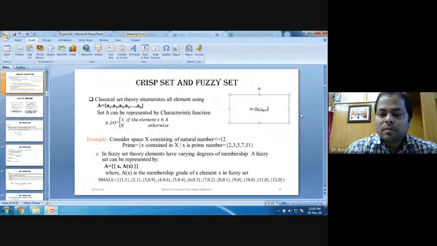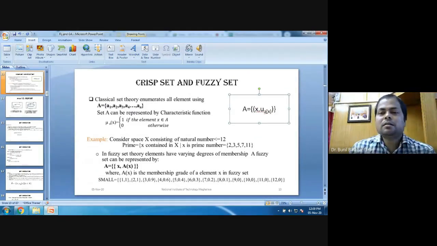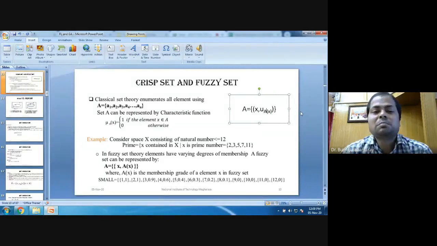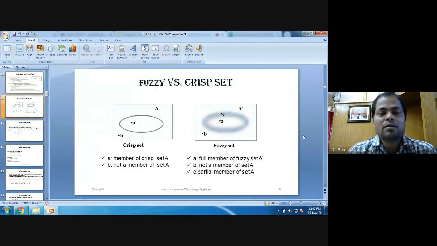So this is the ordered pair. That means in fuzzy set theory we have X comma mu A of X. Here I have written small a, this is capital A, X. But in Boolean logic or classical set theory, just the element X is written. But in fuzzy set theory, the element is represented as an ordered pair, X comma mu A of X. That means the element must be associated with its degree of membership. So that is the concept behind fuzzy set theory, and how it is different.